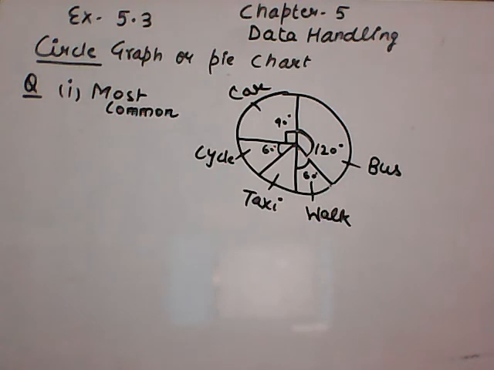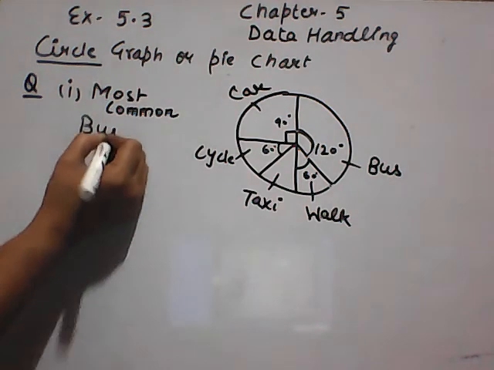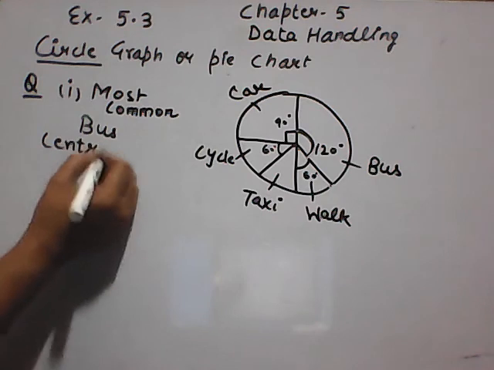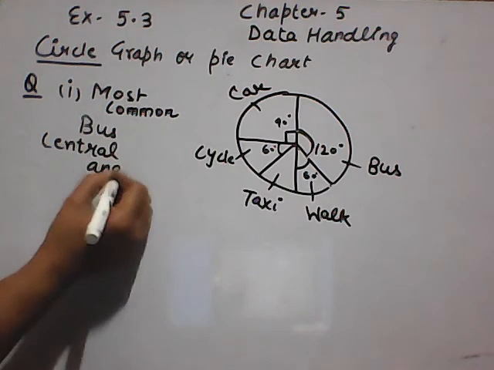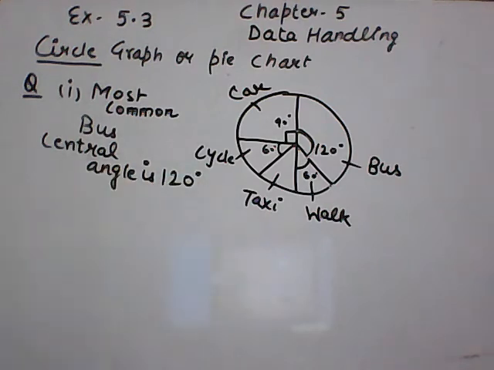By observing the pie chart, the most common mode of transport is bus, because its central angle is 120 degrees. In this way, we can say the most common mode of transport used by children is bus.